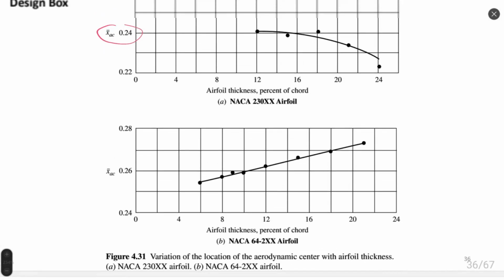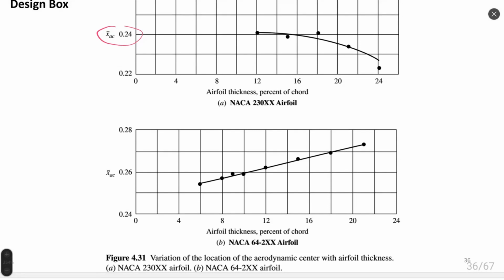And another airfoil is B. The aerodynamic center is located at approximately 25-26% at small thickness of airfoil, from 5 to 10%, right? And then it increases to a bit more than 27%. So variation is also not so high, 25-27%.